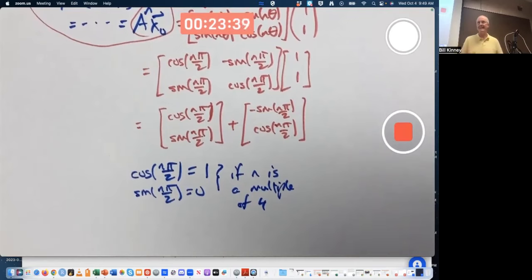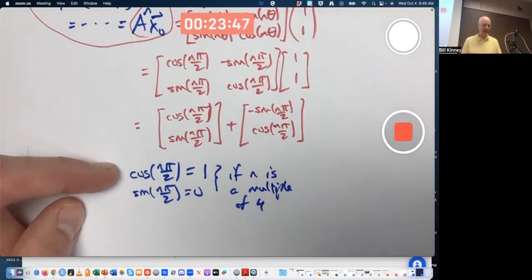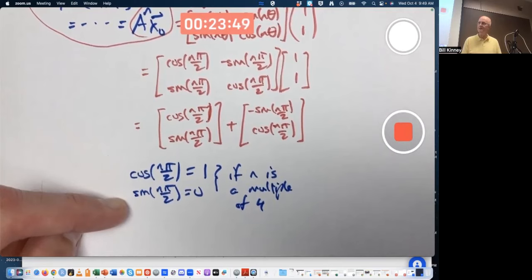I won't write down the rest. If n is 1 more than a multiple of 4, like 1 or 5 or 9 or 13, then that one's 0 and that one's 1. You're at an angle equivalent to 90 degrees.